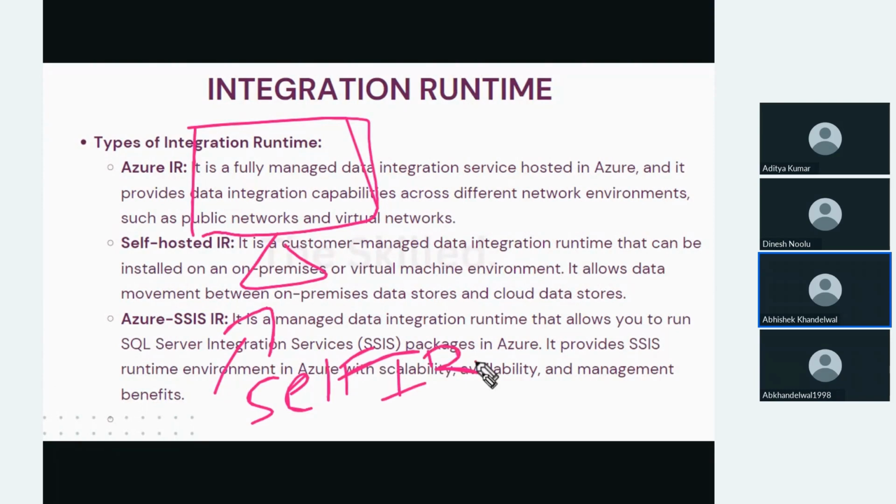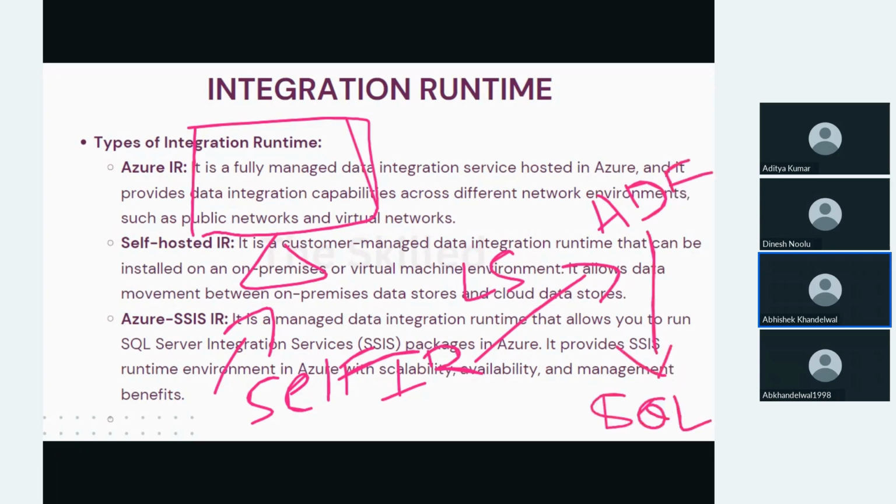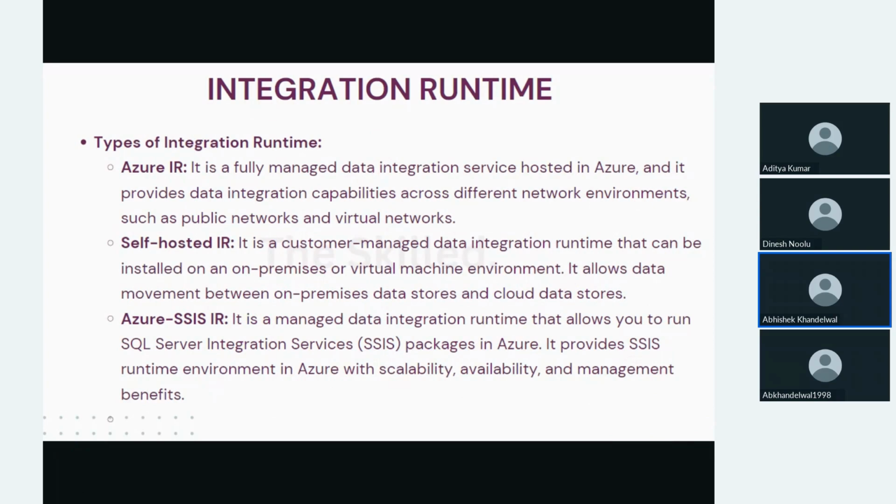On this self IR we create a link service, and then we are able to connect to ADF. And then from ADF you can copy the data from the SQL. So this self-hosted integration runtime becomes a link between our cloud ADF and our on-premise server, or our own system.